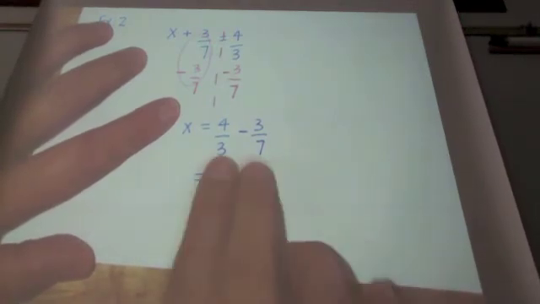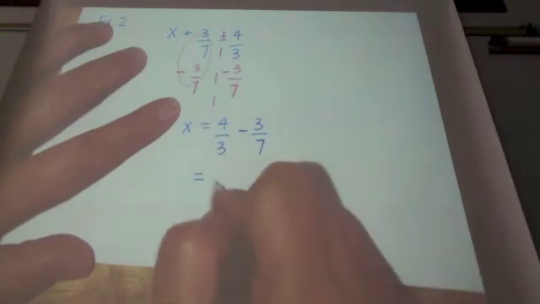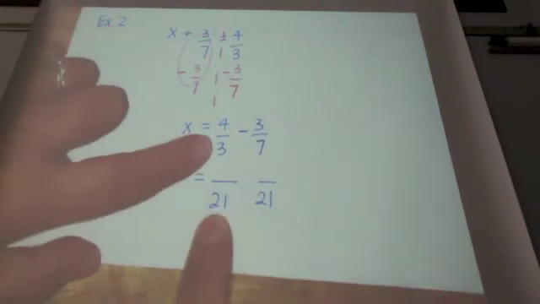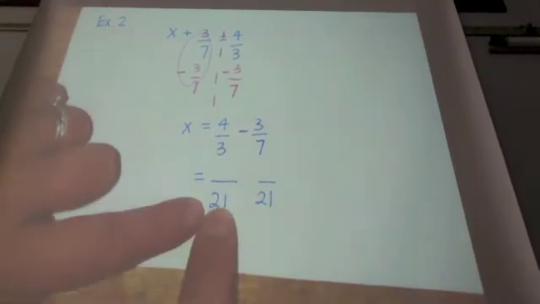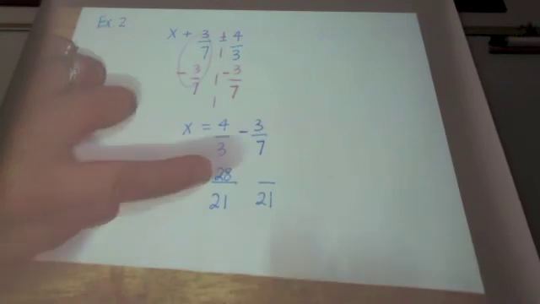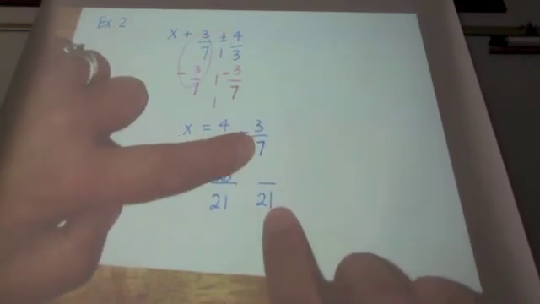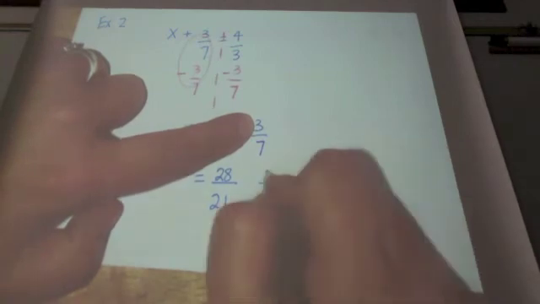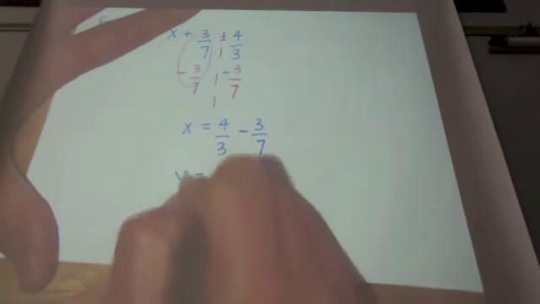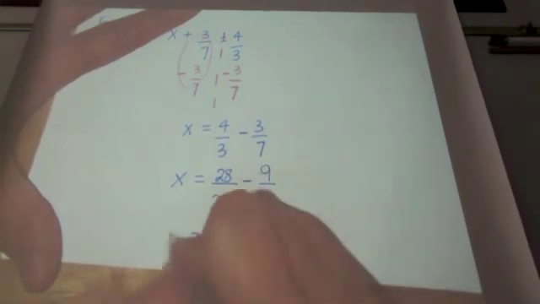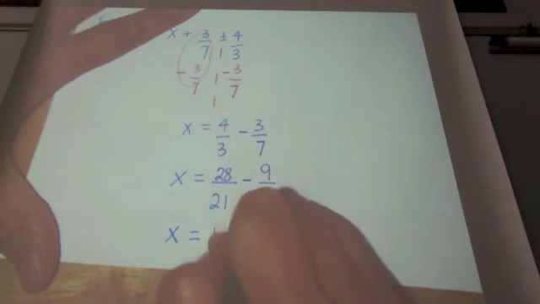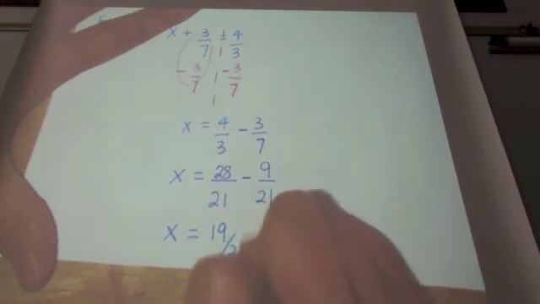And a common denominator between 3 and 7 is 21. In order to get 21, I multiply 3 times 7 gives me 21. So 7 times 4 gives me 28. 7 times 3 is 21. So 3 times 3 is 9. We are subtracting. Remember, we had x on this side of the equation. And so we get x equals 28 minus 9 is 19/21.